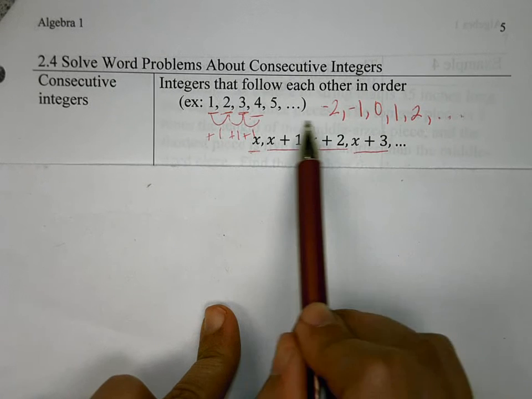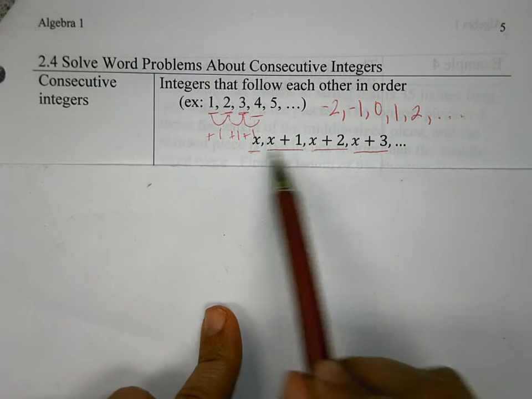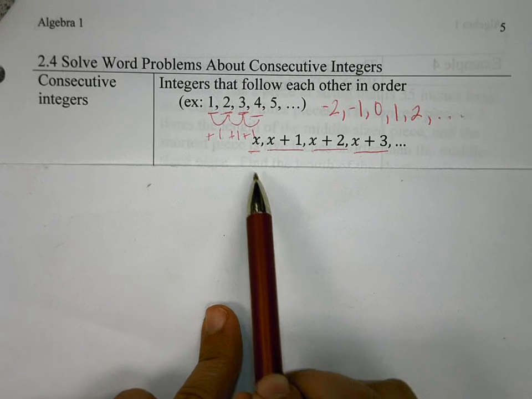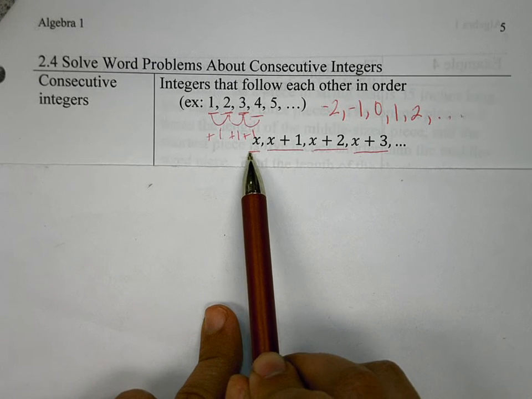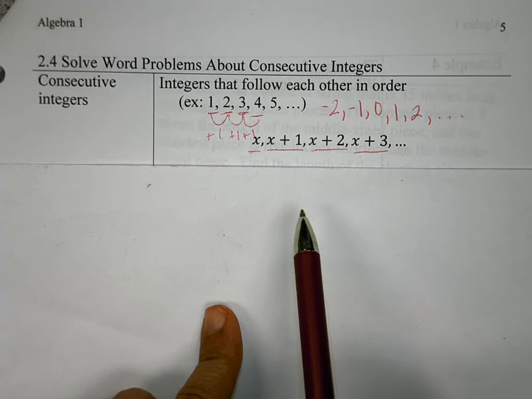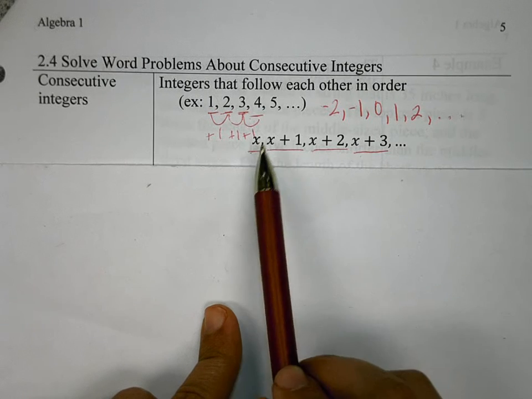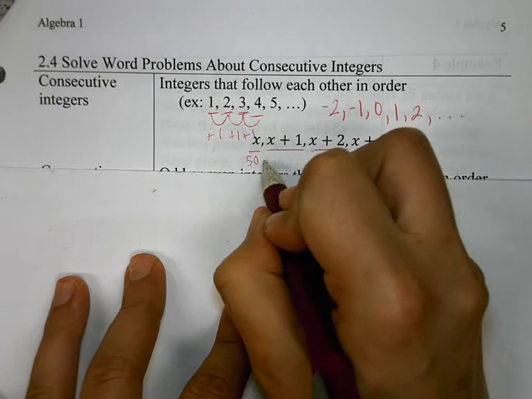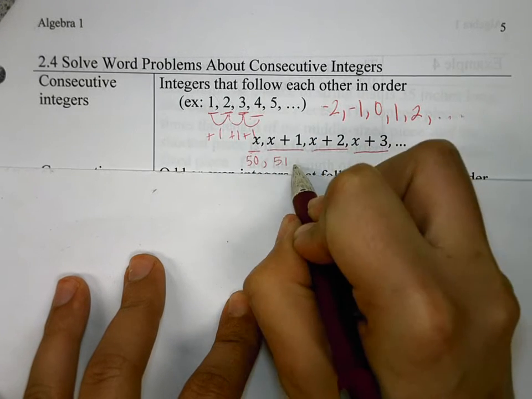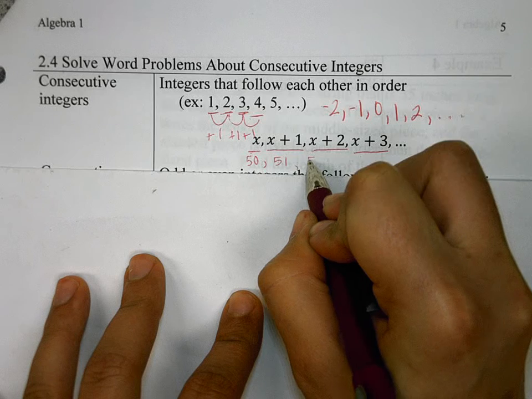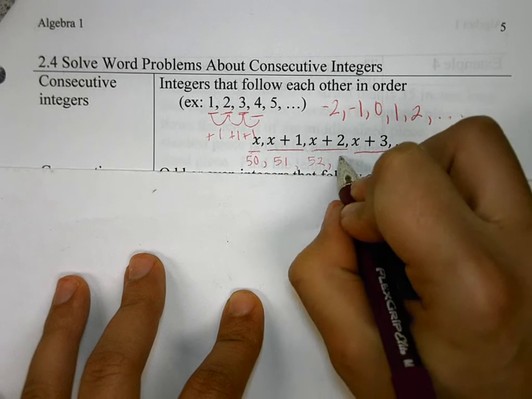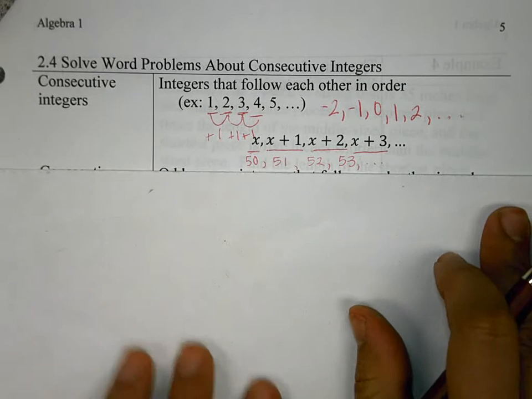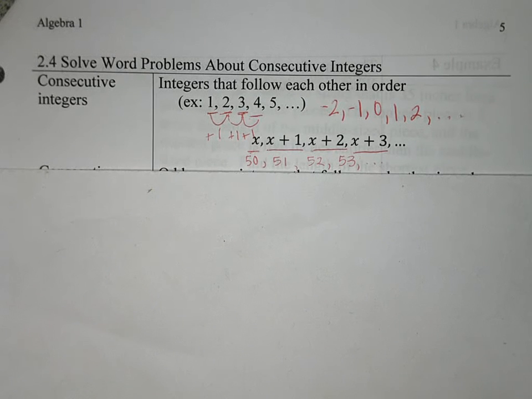And we will be using this general form to solve the problems. It's true no matter what number you start with for x. Okay, for the example, we just used 1. But you could start with 50, and it would still give you the next number. Because if x is 50, 50 plus 1 gives me 51. 50 plus 2 gives me 52. 50 plus 3 gives me 53, and so on. So it always works no matter what number you plug in for x.